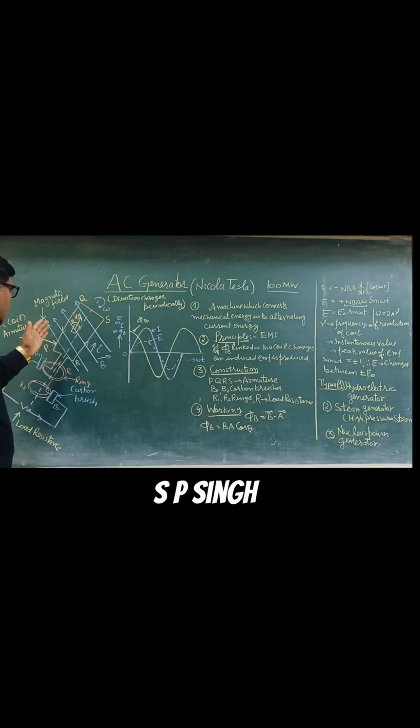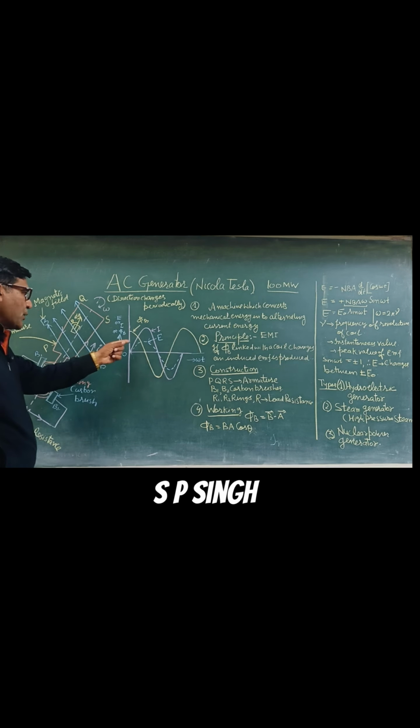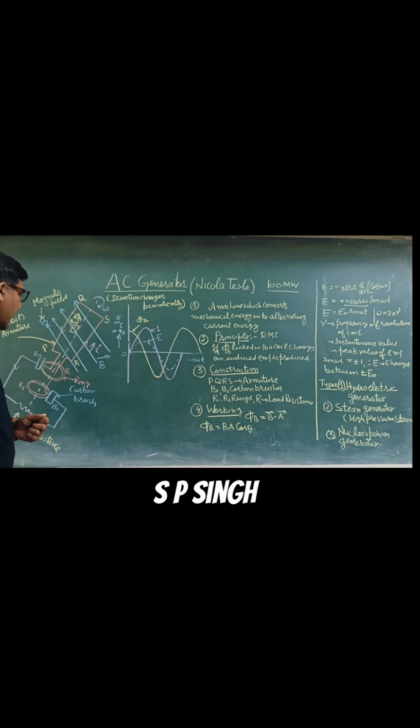So what happens? The coil is allowed to rotate in the uniform magnetic field. Theta is the angle between the magnetic field and the area element. As the coil rotates, the flux linked with the coil changes and an induced current is produced in the coil due to the induced EMF, and the direction of the induced current is given by Fleming's right hand rule.